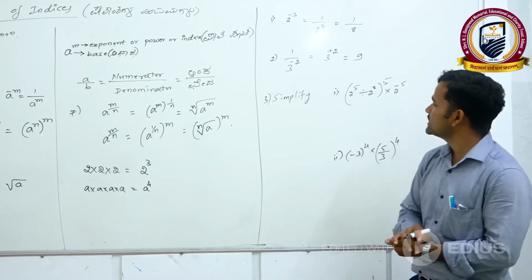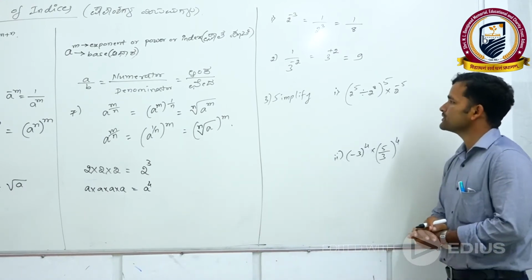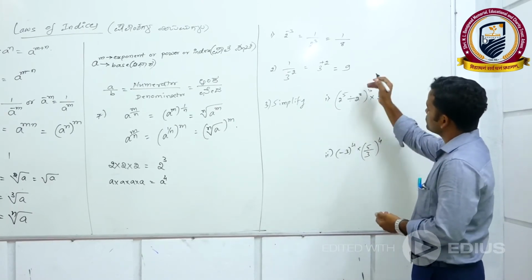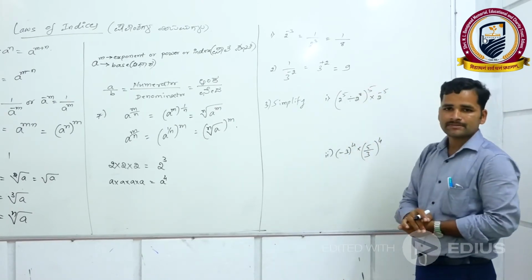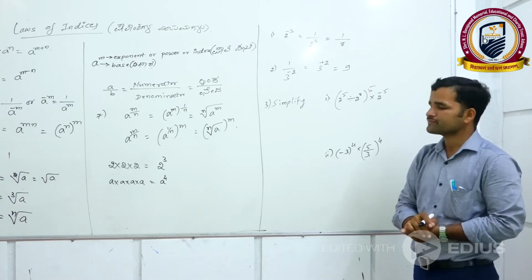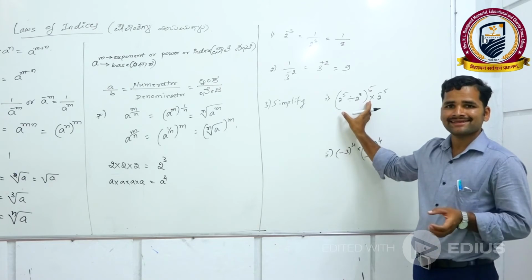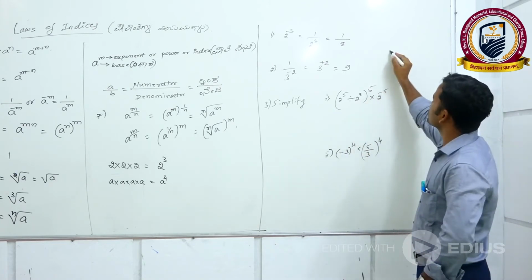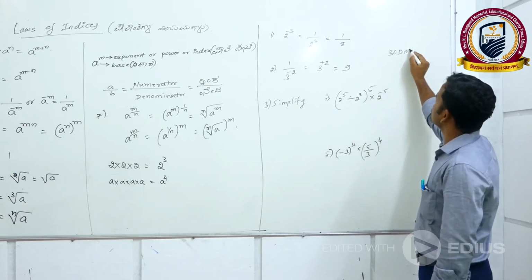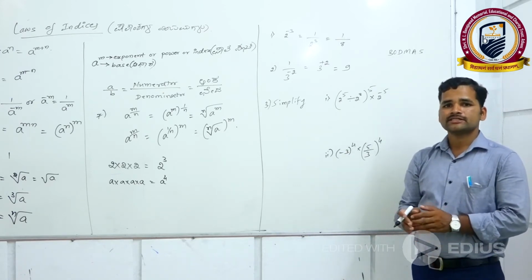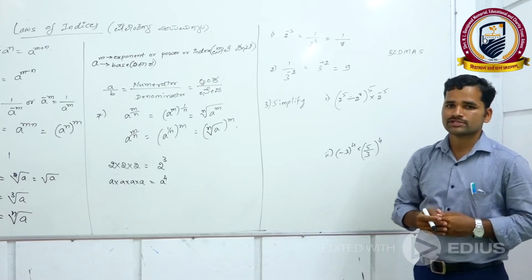We have a problem here. Simplify 2 to the power of 5 divided by 2 to the power of 8, with whole power of 5, which is multiplied with 2 to the power of minus 5. Here you should evaluate whatever is inside the bracket first, because according to the BODMAS rule, while simplifying any problems in algebra, you should always remember this BODMAS rule.